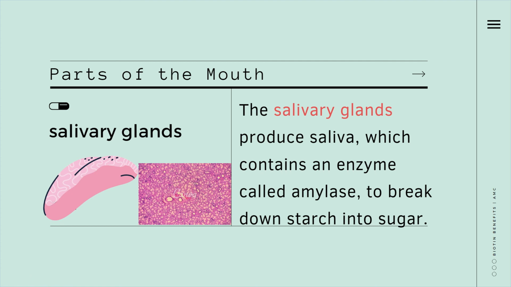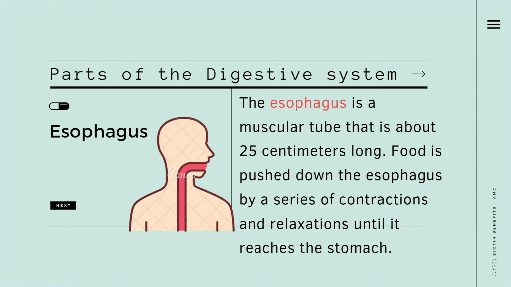Okay, so what part of the mouth produces saliva? It's the salivary glands. Very good. Next one, let's go back to our digestive system. The second part of the digestive system after the mouth is the esophagus. Everybody, esophagus. One more time, please. Very good. So the esophagus is a muscular tube that is about 25 centimeters long. So how long is your esophagus?